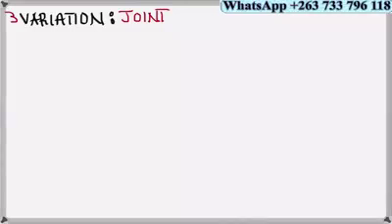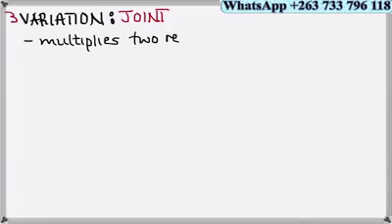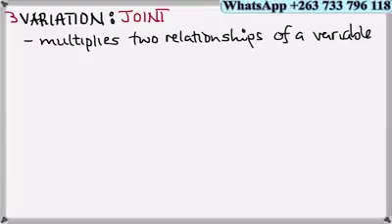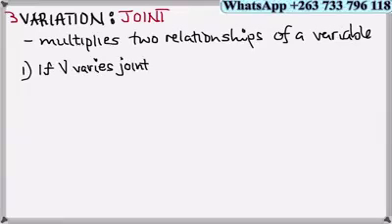Lesson number 3 on variation, we are going to look at joint variation. So these are the concepts for joint variation. It multiplies two relationships of a variable. Let's dive into an example.